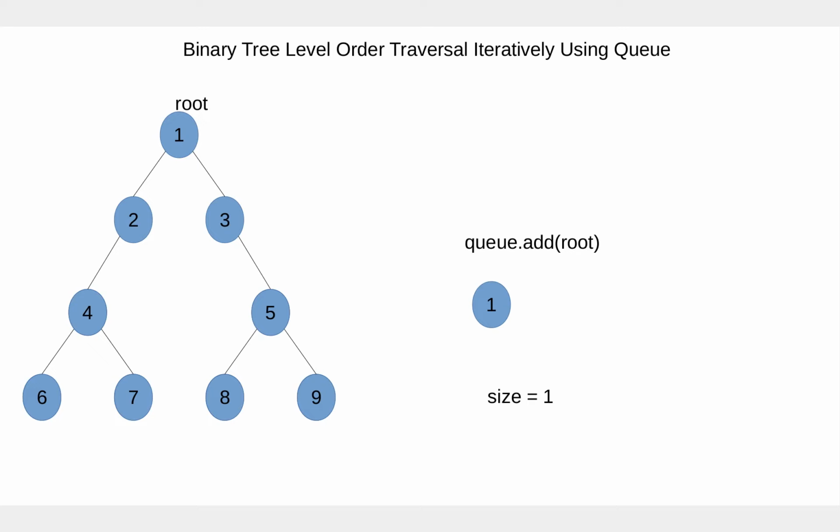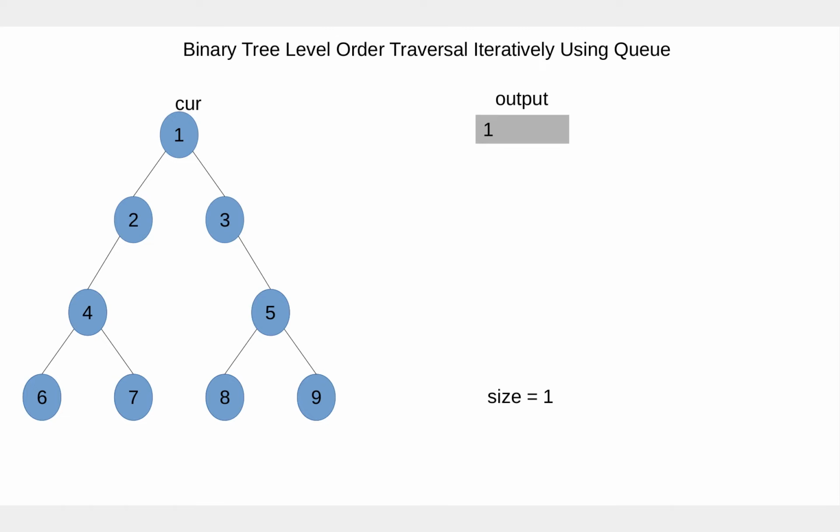Now at level 0, we have only one node, so we'll remove that node and assign it to a node called current. We'll process this node, add it to the output. Current.left is not null, so we'll add current.left to the queue. Current.right is not null, so we'll add right to the queue. Now this ends the processing of level 0.